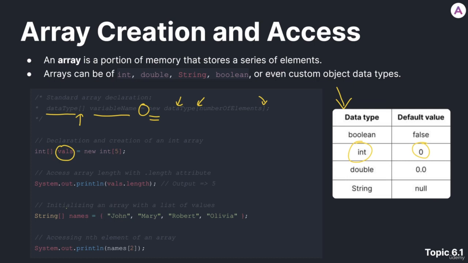Remember though that arrays can only be of one data type. So you can't have a string literal and then have the number zero, and then another string literal and the number one. That's not how that works. They have to be of the same data type.